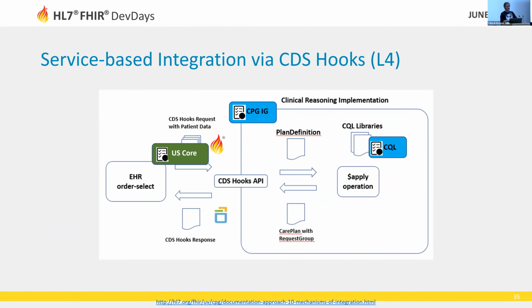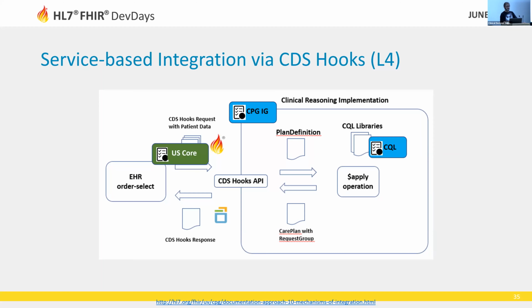And you have service-based integration via CDS Hooks. This is one of the delivery mechanisms for a FHIR CPG. So you've defined the order select. That plan definition says when an order select fires, I need this information. So we can expose that as a CDS Hooks API with prefetch templates to say what data we need, and that then ships data over. Then we can run that plan definition on the data that came through in the request and turn that back into a response.